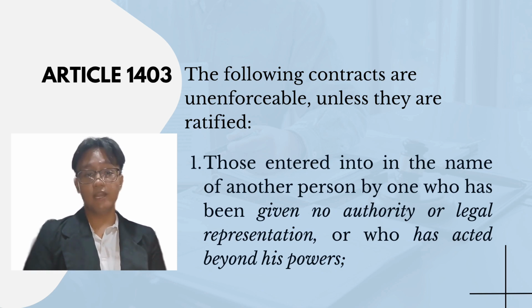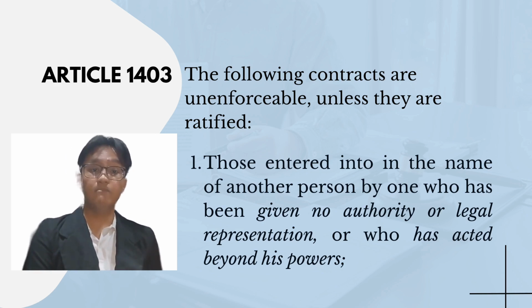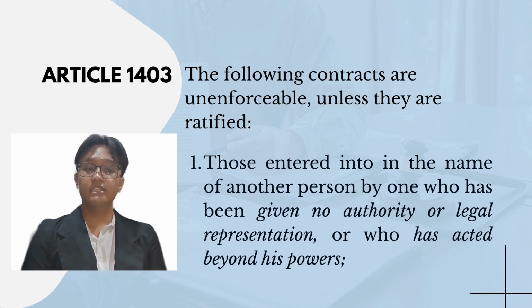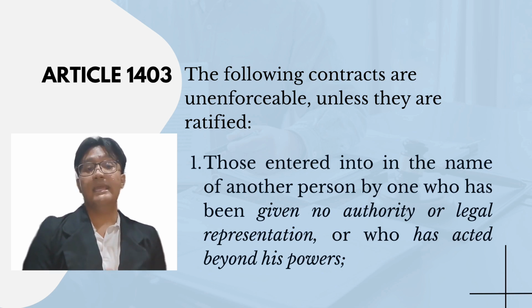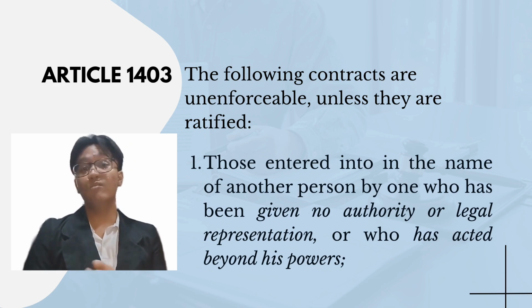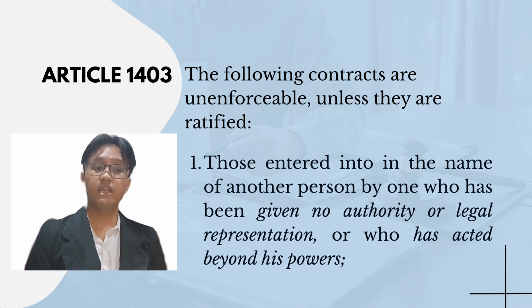For the first paragraph, it simply says that these are unauthorized contracts. They are unenforceable. They need to be ratified by the principal before they take legal effect. For example, you sell a property of another in their name without having authority to sell or dispose of that property. So, for example, A sold the car of B in the name of B to C. The contract is an unauthorized contract, and hence there's no legal effect unless B ratifies that contract.